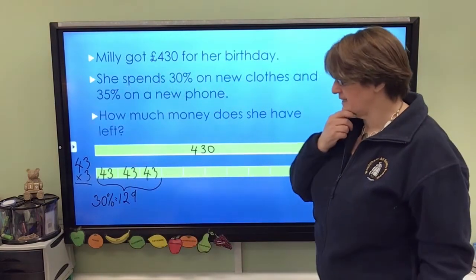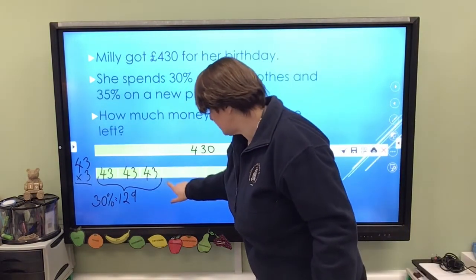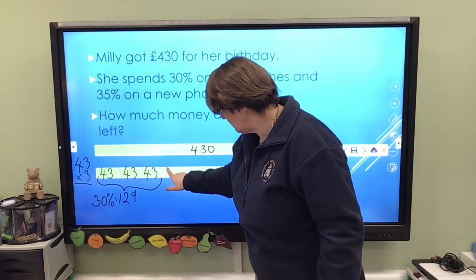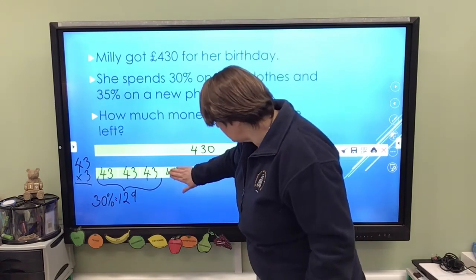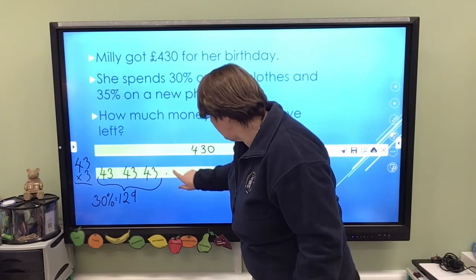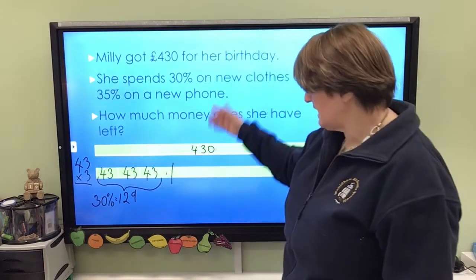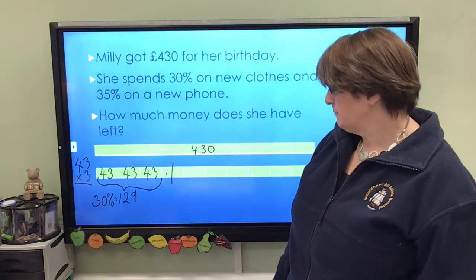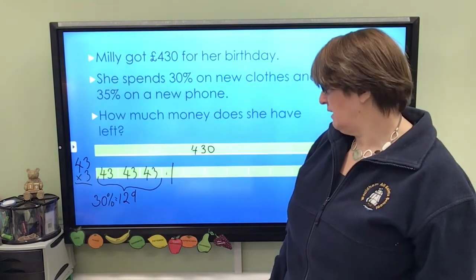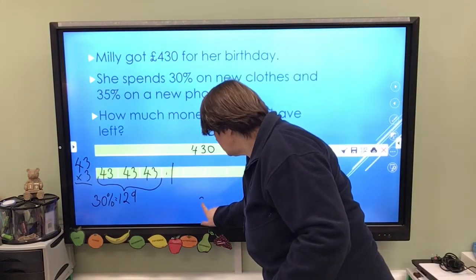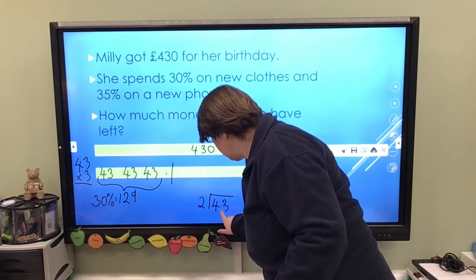How am I going to find out 5%? If I know 10%, what's 5%? So we've got 43, it's 10%. You're right. We're going to have half of that, aren't we, to find our 5%. If each of those is 10, half of that will be 5%. So what's half of 43? Half of 43. So we can always go and do it as a bus stop if we're not sure, can't we? Especially as we're dealing with money here.